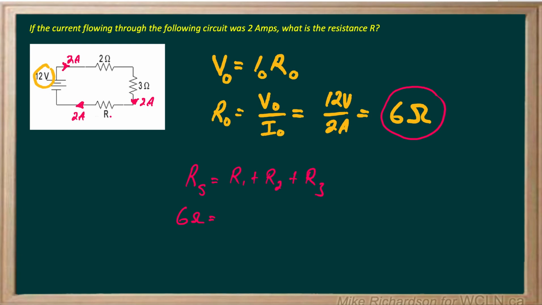Let's assume we're trying to solve for R3. R1 is 2 ohms. R2 is 3 ohms. What's R3? And if you drop all the units, you see that we have 6 equals 5 plus R3, which means R3 is 1 ohm.